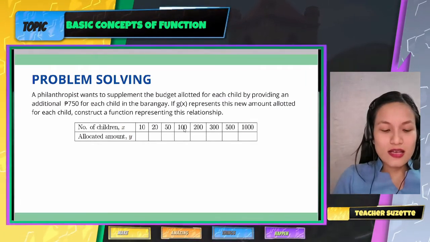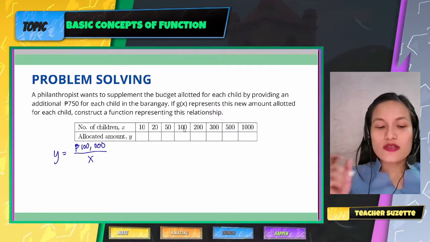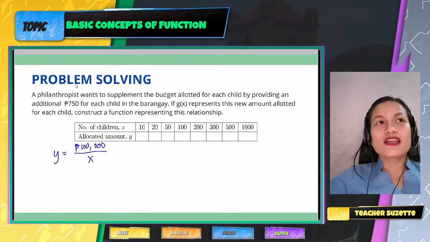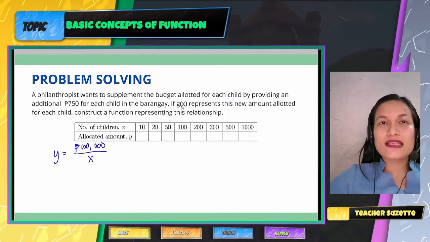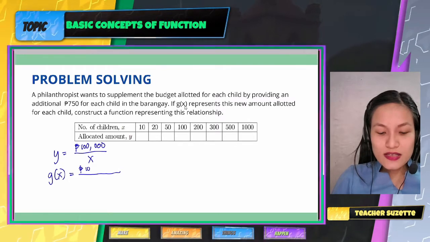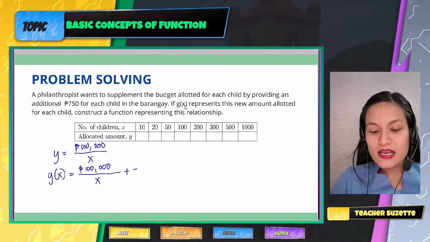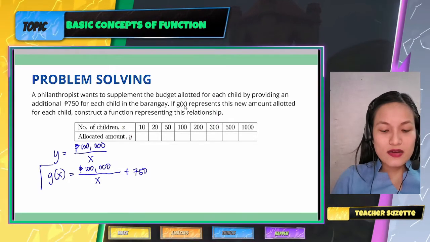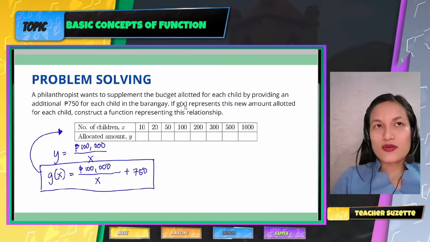So, sabi dun sa original natin, you have y is equal to 100,000 over x. Ngayon, sabi dito, ayon sa sentence is, each child daw po ay bibigyan ng 750 ng philanthropist natin. So, therefore, you will have a new equation which is expressed or represented as g of x. So, magiging g of x is equal to 100,000 over x. Yung original pa rin na makukuha ng bata kahit ilan sila, kung ilan sila maghahati nun. At mag-add ka ngayon ng 750 pesos per child. So, ayan. So, this is now the equation that we are going to use to evaluate or to complete this table of values. So, solve natin.